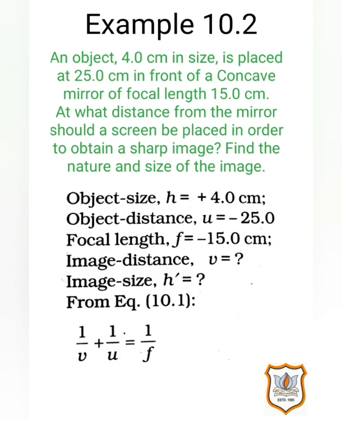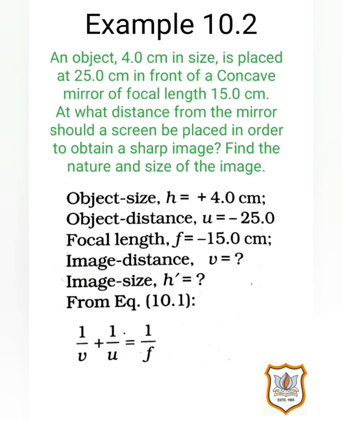Again, focal length, we know that focal length is what? It is the distance between pole and the principal focus. In case of concave mirror, the focal length will be negative, because here the object and image both are on the same side of the mirror, that is on the negative side. Now we have to find out image distance, that is v, and image size, that is h dash. Now let us start with equation number 1.